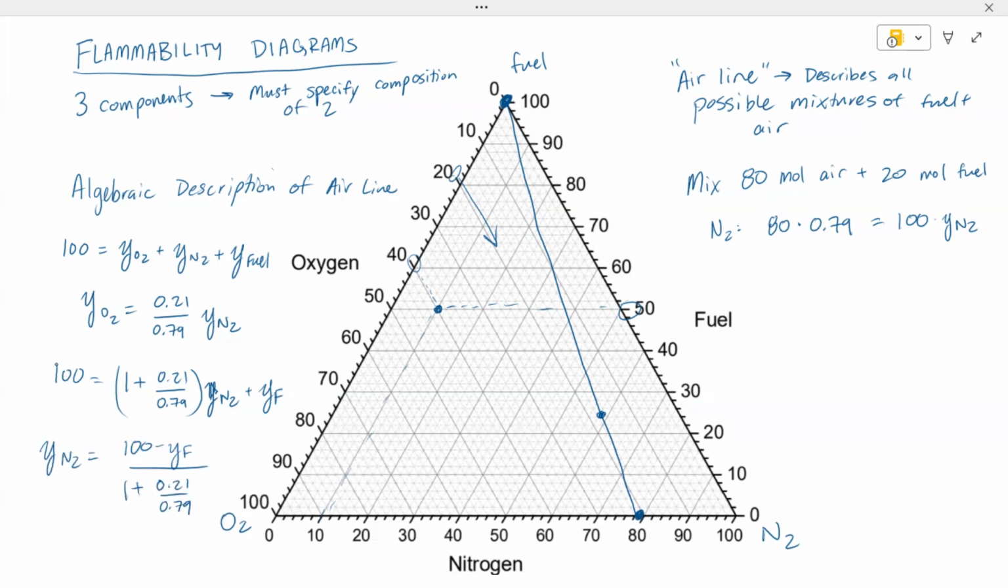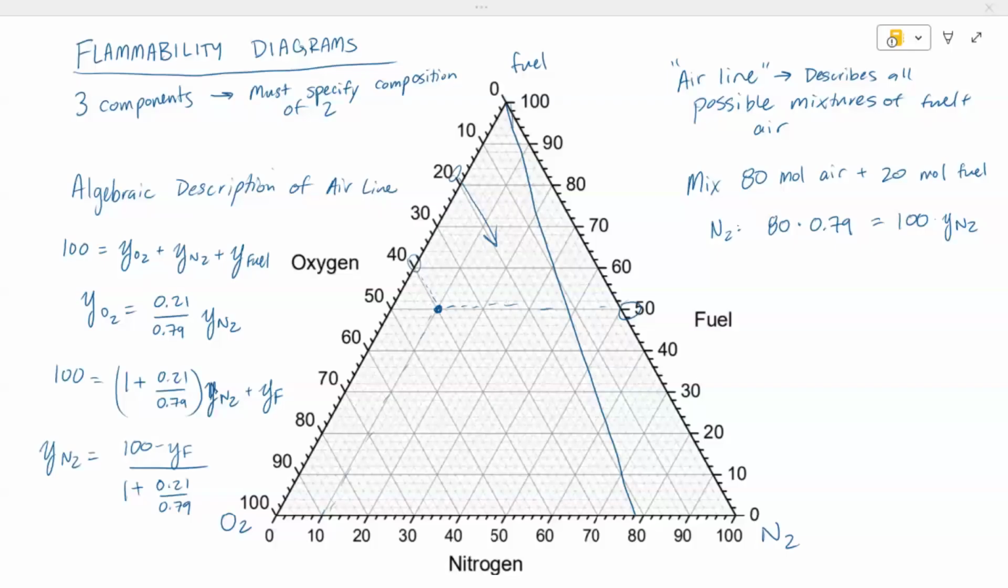So again, I want to make the point that this ternary diagram is simply a tool for performing material balances very quickly. Anything you could do with material balances, you can just do using the techniques that you learned about in MEB. But doing them on the ternary diagram is going to be a little bit quicker.